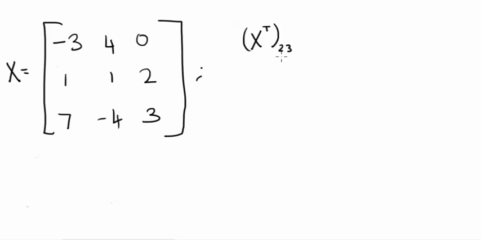So that's the element in the second row and the third column of X transpose. Well, since X transpose is given by swapping the rows and columns of X, the element in the second row and third column of X transpose will be given by the element in the third row and second column of X. So it's this value here. So the answer is -4.